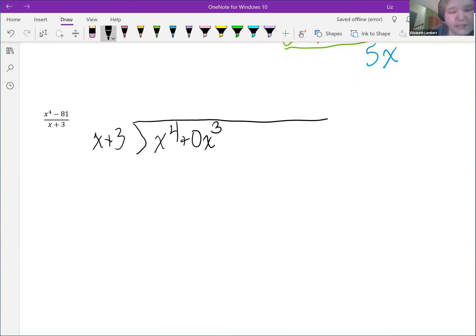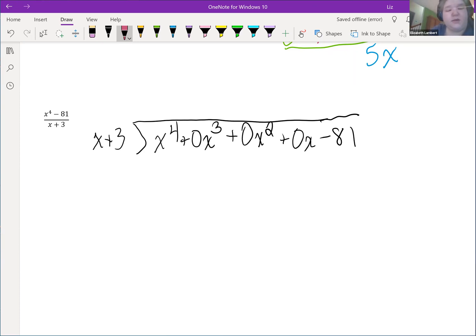So there are no x cubes. There are no x squareds. There are no x's. But there is an 81. So this should actually work out pretty nicely, but you'll see. It's kind of interesting the way it happens.